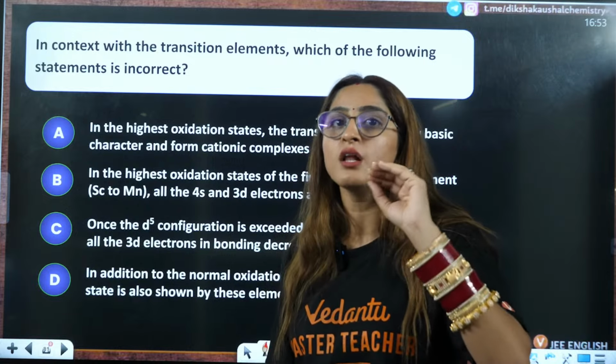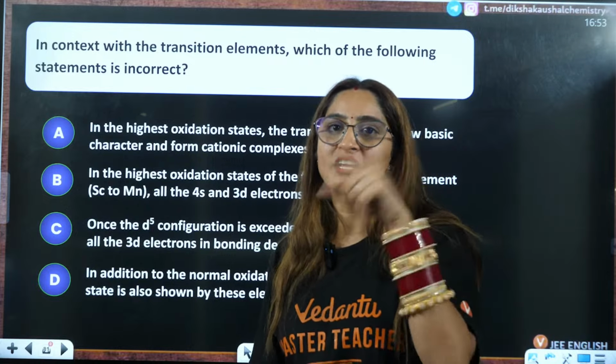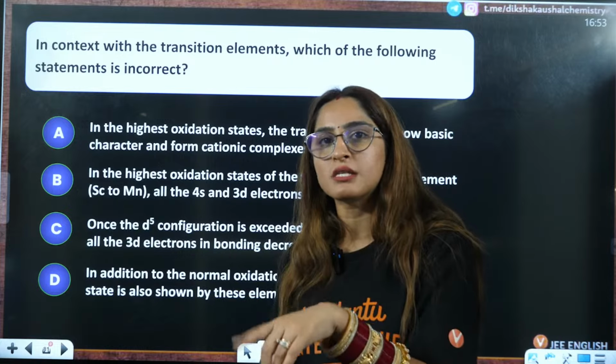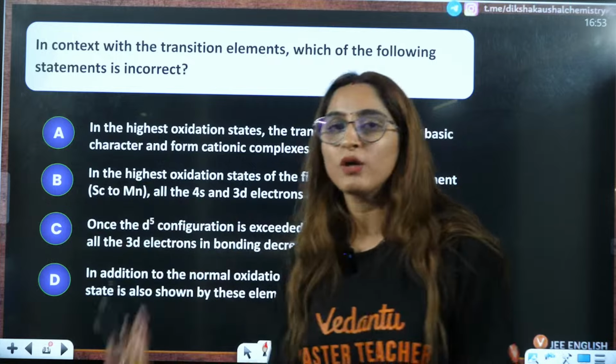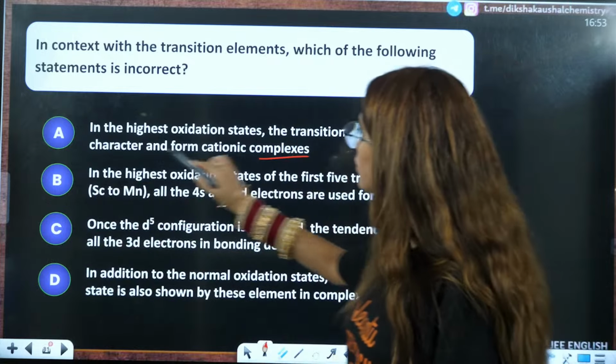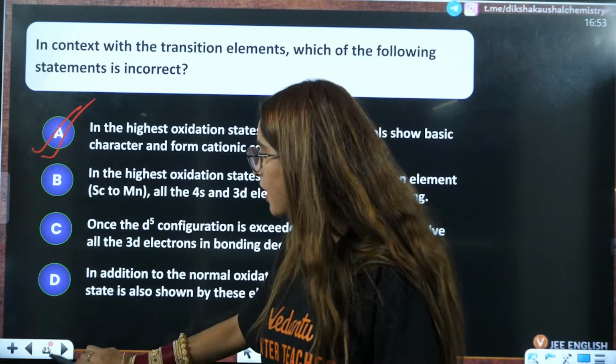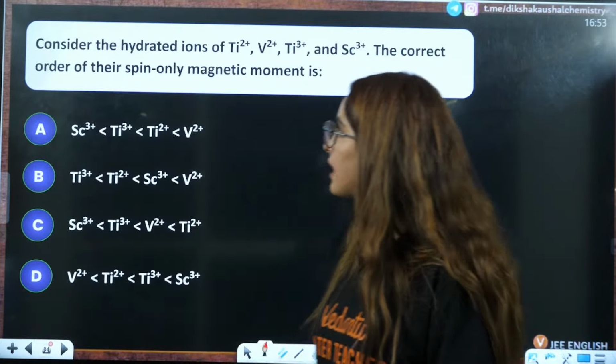In the highest, more is the oxidation state, more is the acidic character. That is the general relationship between oxidation state and the acidic character. They are directly proportional to each other. So the more the oxidation state, the more the acidic character. So this statement is incorrect here. So the answer is A, the correct answer.